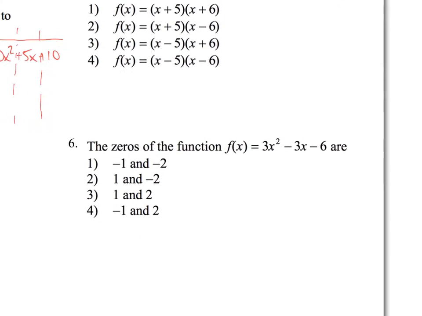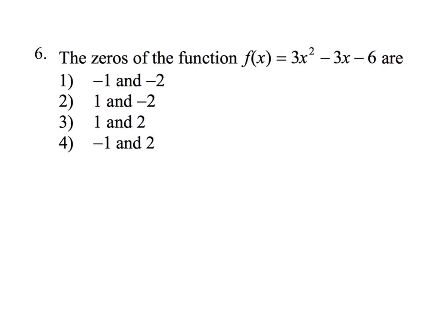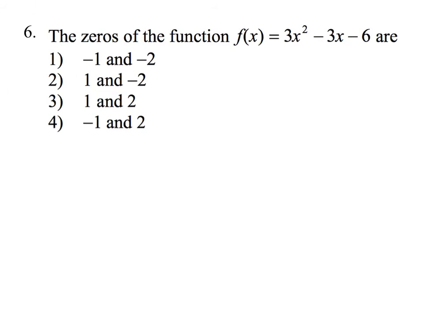And number 6 is the one that I want to get you started on, because now we're using one of our two methods. The zeros of this function are, I would like you to use completing the square for this one. The way you're going to do it is you're first going to set it equal to 0, equals 0, and step 1 is to move that constant. So you have to move the 6 over to the other side. Now we have 3x squared minus 3x equals 6.